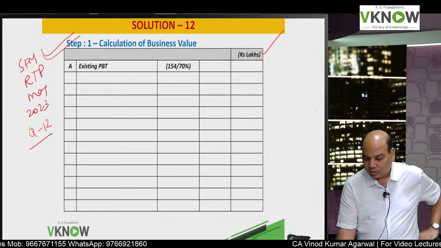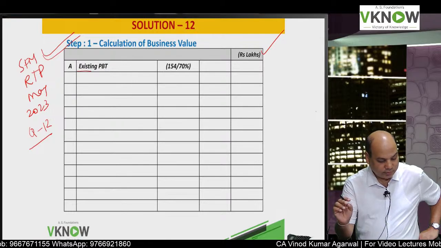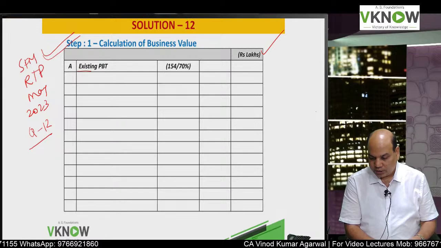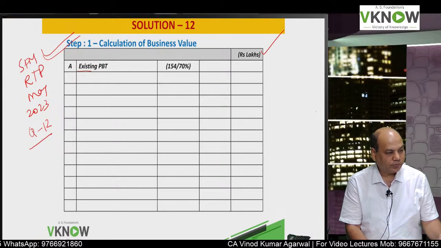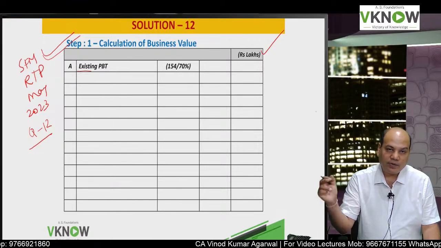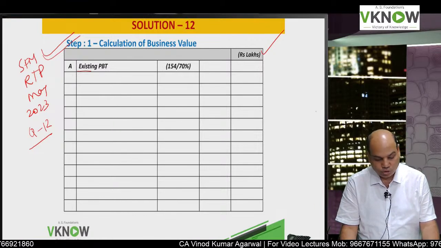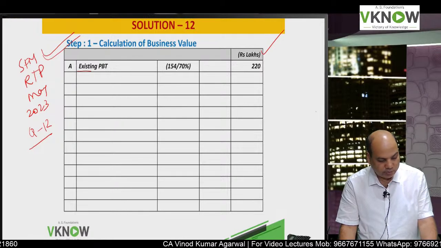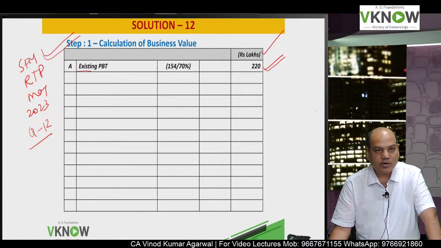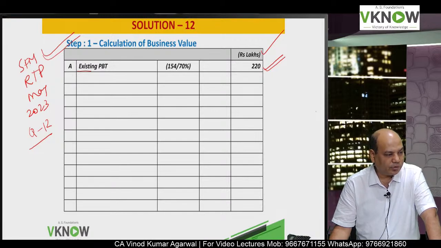You are given existing PAT of 154. You convert into PBT by dividing by 70%. So 154 divided by 70%. Profit before tax right now.